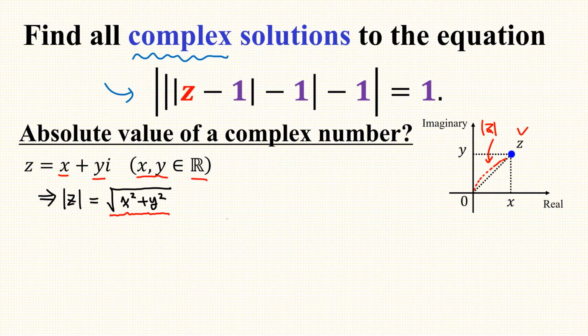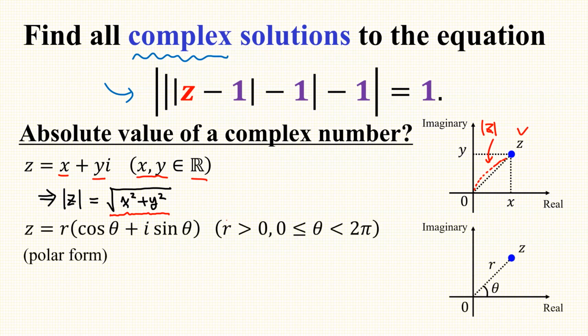Now we can express the complex number also like this. z equals r times (cosine theta plus i sine theta), where r is a positive real number and theta is from 0 to 2 pi. This is also known as the polar form. This is the expression of a complex number using the distance r and angle theta, as you can see in this complex plane. For this expression, the absolute value of z is simply given as r. Alright, so now with this established, let us move on to the next step.